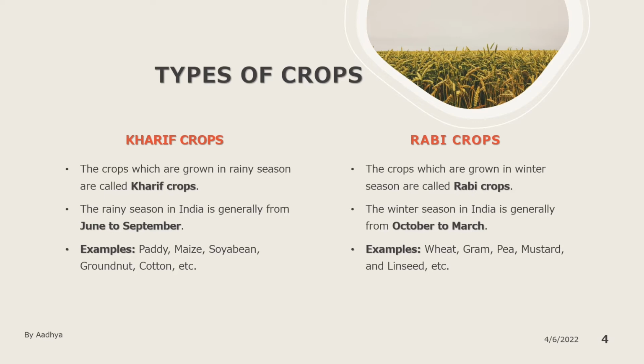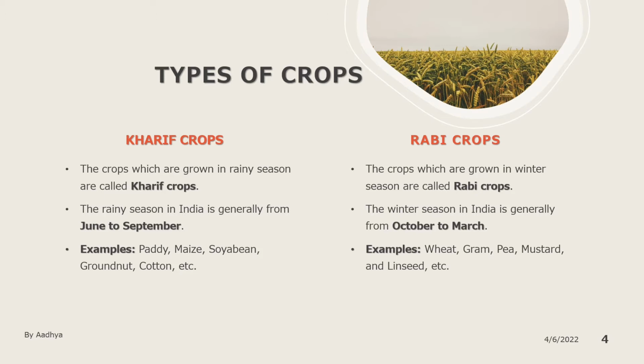While rabi crops are grown in the winter season, and they are called rabi crops. As these crops require less water, they are grown in the winter season. The winter season in India is generally from October to March, and examples are wheat, gram, pea, mustard and linseed. They are examples of rabi crops.